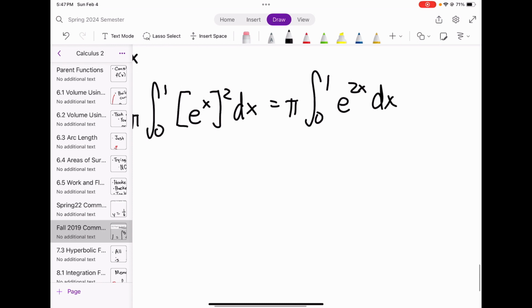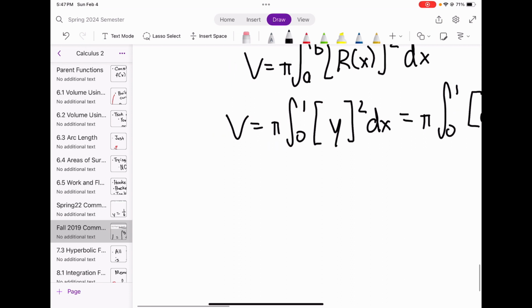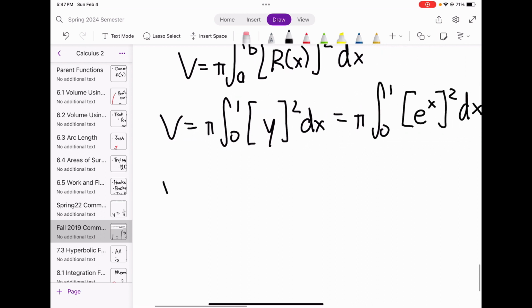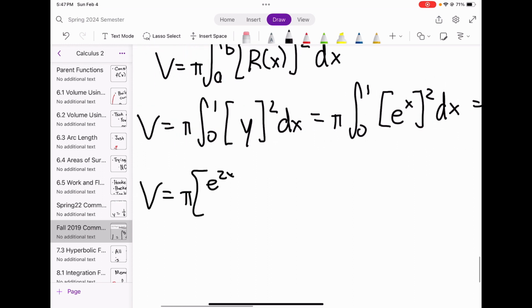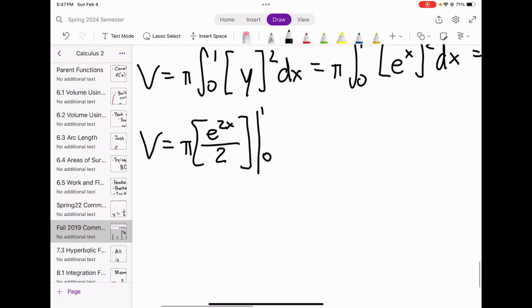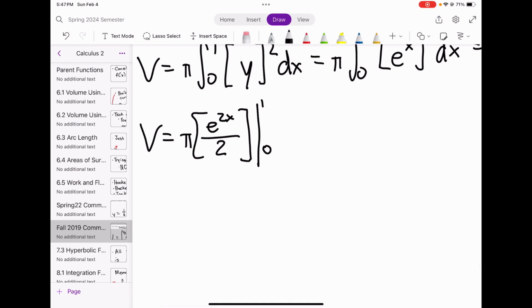And now from here we can just solve. V is equal to pi, e to the 2x, so that stays the same, but you divide by 2, and then it's evaluated between 1 and 0. Over here, please be careful. Don't exclude the 0 here. This 0 does count, because e to the 0 power is going to equal 1. So you're going to have something there.